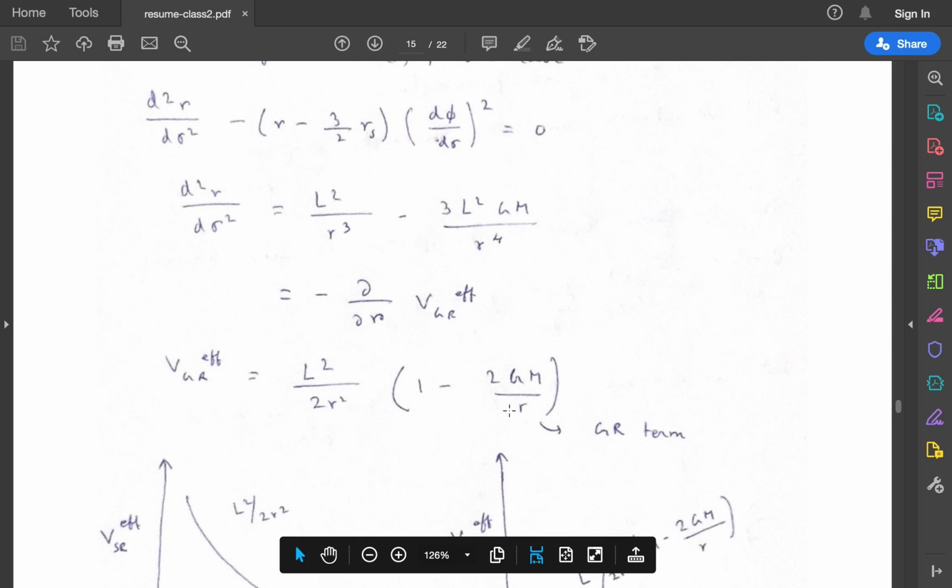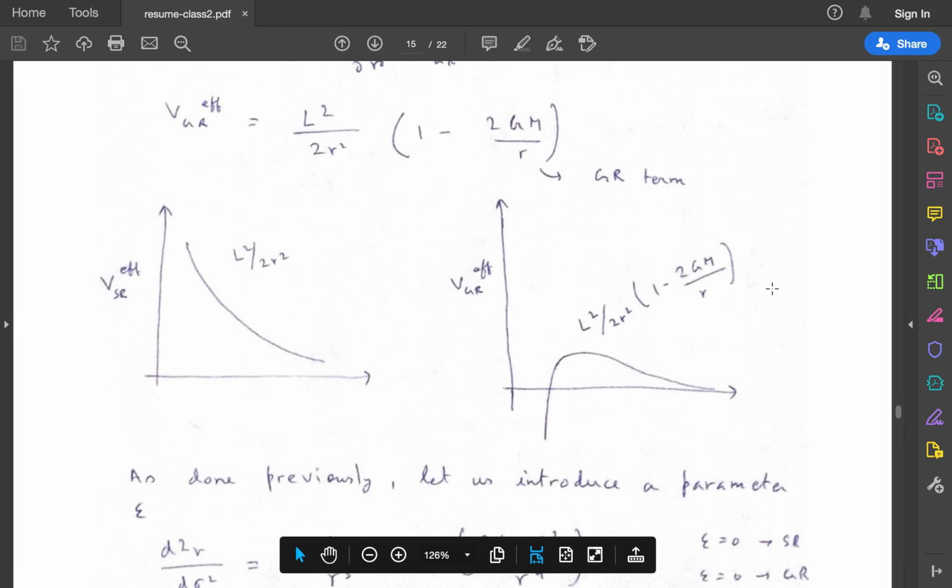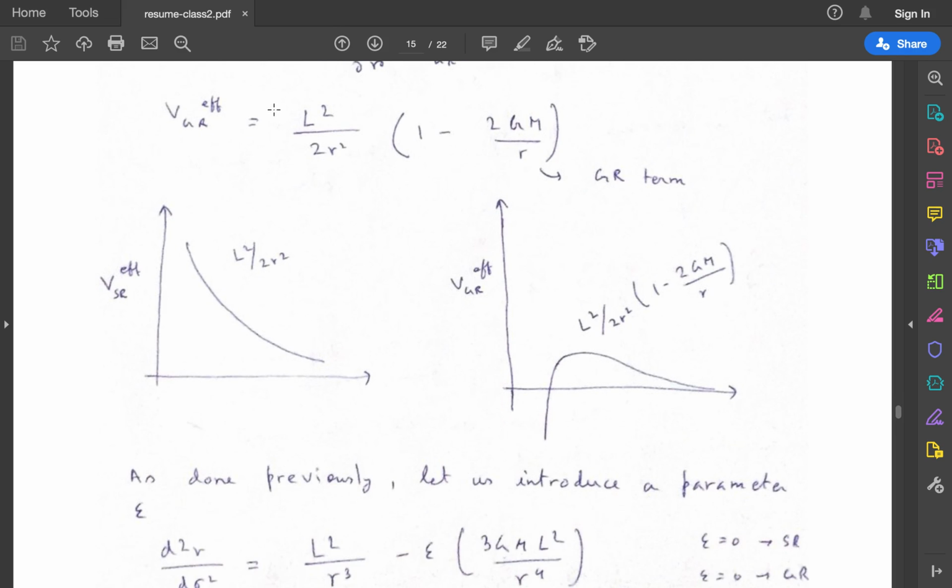However, this is the GR term. This term is new to us. So the effective potential of GR is the whole of this term. And if I now try to plot this, let us first plot the SR effective potential, only this term, as a function of r. This coordinate is r, and we will get this type of curve.